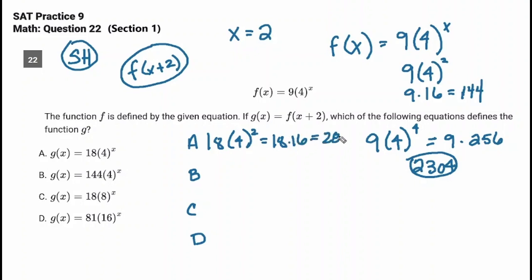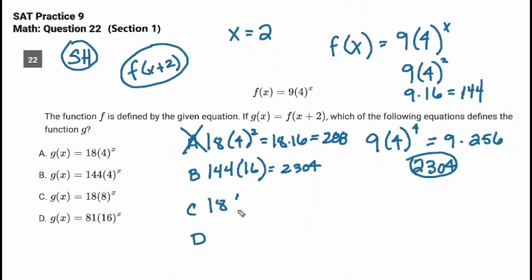It's 288. What do you think? Is it 2,304? It's not, so it's gone. B says 144 times 4 squared, so times 16. Holy smokes, 2,304. Are you out of time? Pick B and move on. If you got some time, let's try C and D.